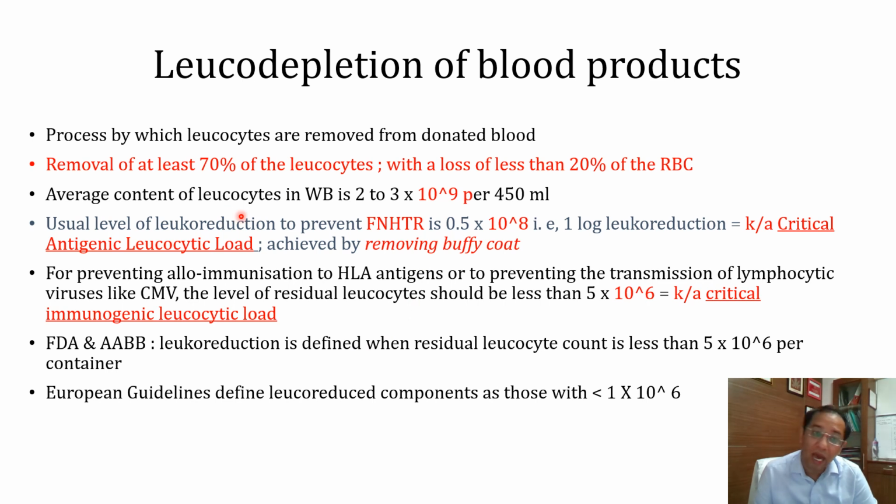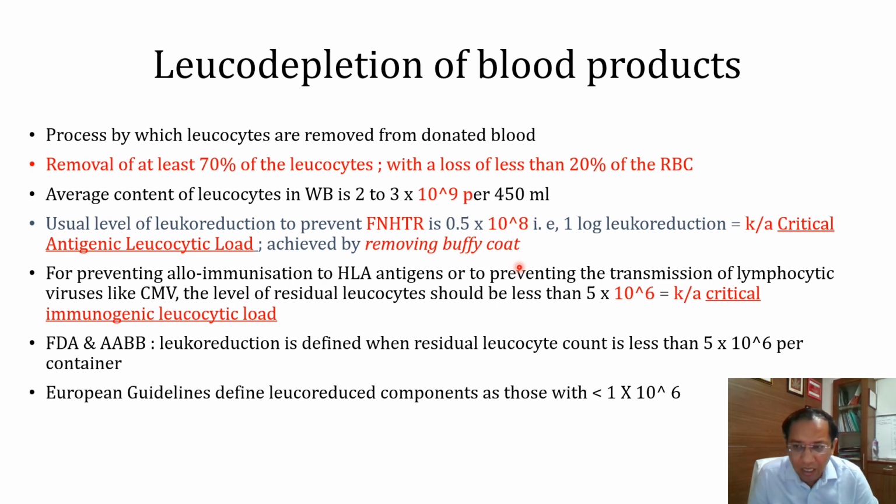We all know that the average content of leukocytes in whole blood is around 2 to 3 into 10 raised to power 9. So this 10 raised to power 9 per 450 ml is the figure that we should remember. The usual load of leukoreduction to prevent FNHTR, or febrile non-hemolytic transfusion reaction, is when you make it 10 raised to power 8. And this is known as 1 log leukoreduction, or from 10 raised to power 9 to 10 raised to power 8.